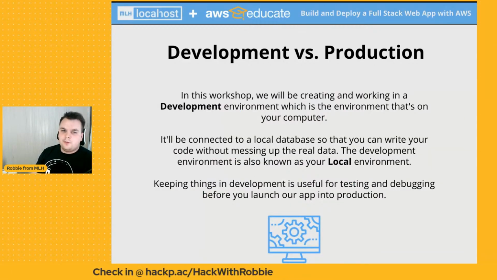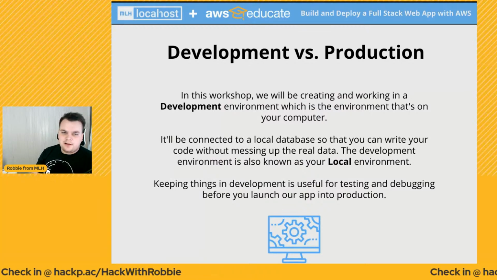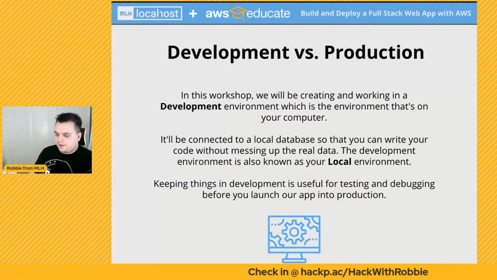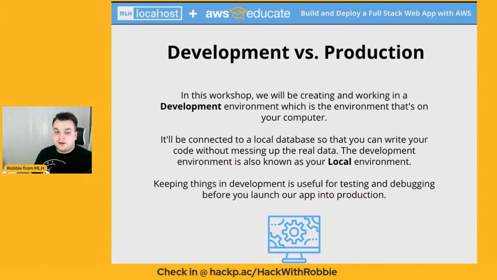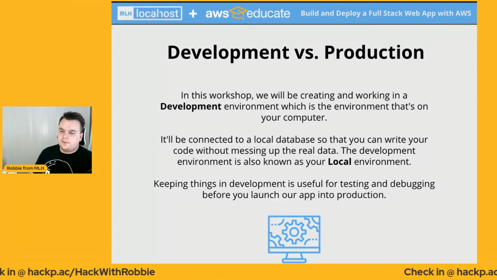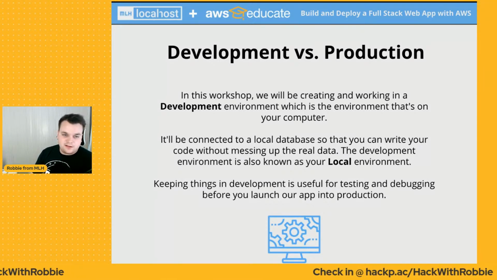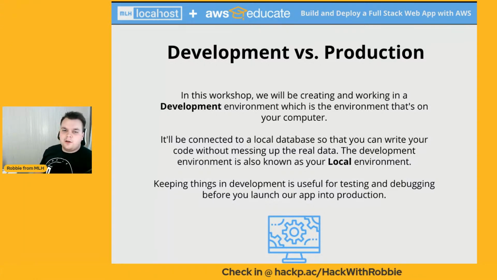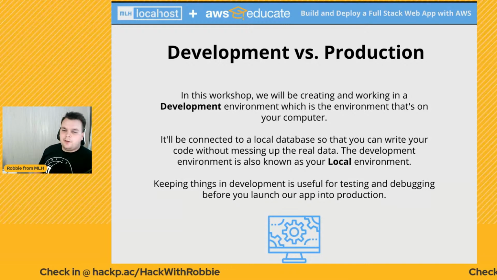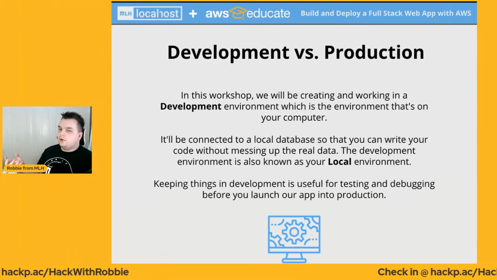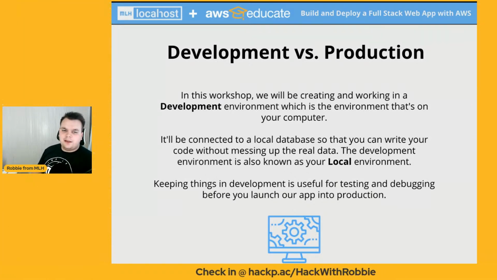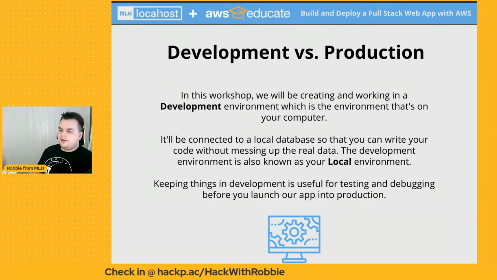Now, in this workshop, we'll be creating and working in a development environment, like I was saying. So that's the environment that's on your computer. So rather than writing code straight into production, which is what someone else can access, we'll just be doing it for development, just for messing around and testing. So we'll be creating a local database so you can write your code without messing up the real data. The development environment is sometimes also called your local environment. And keeping things in development is useful for testing and debugging before we launch the app into production.